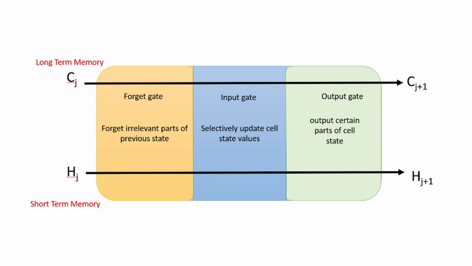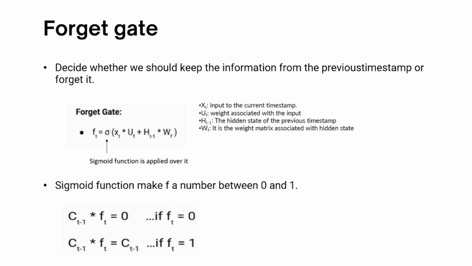LSTMs have three main decision makers, which we call gates: forget gate, input gate, and output gate. These gates help the network decide what to forget, what to add, and what to share as output. Let's break these down in simple terms. The forget gate's job is simple: decide whether to keep or throw away old information. For example, let's say you're learning a new language. You don't need to remember every word you've ever learned, just the ones that are relevant right now. The forget gate helps filter out unnecessary details.